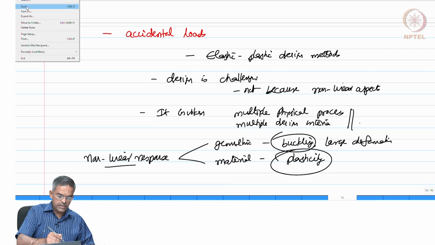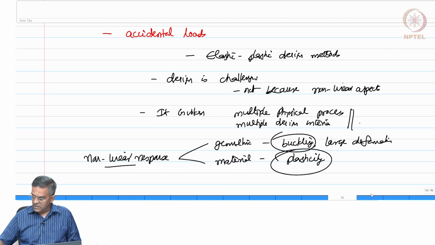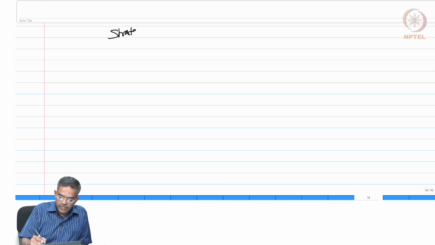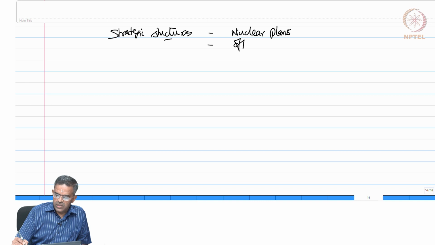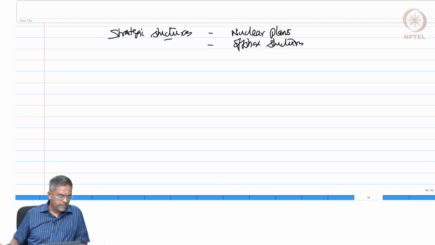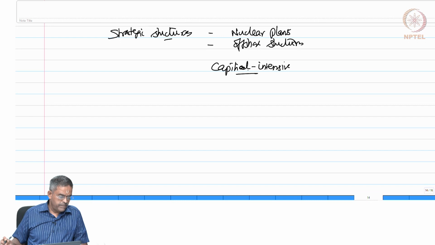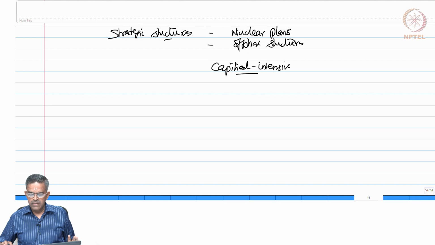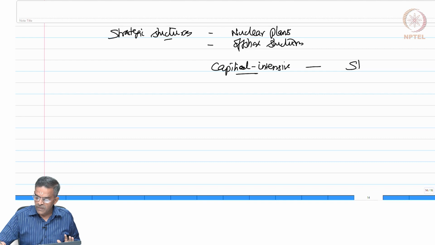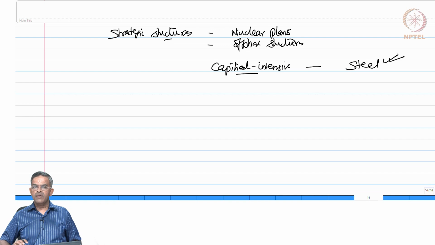So, friends, having said this, when we talk about strategic structures, for example, nuclear power plants, offshore structures, etc., they are capital intensive industry. So, the option given today to design capital intensive structural systems is only steel. There is no other alternate material available, and people never tried any material for strategic structures.